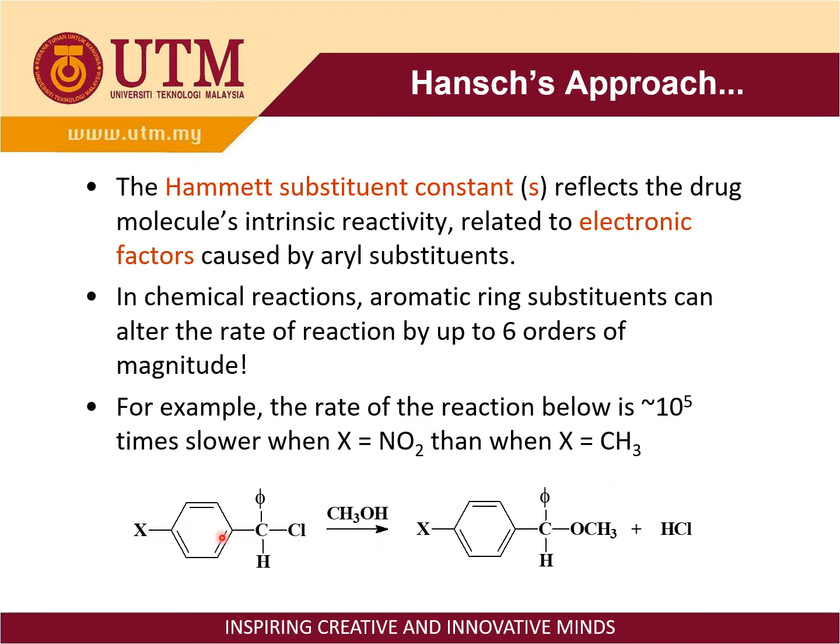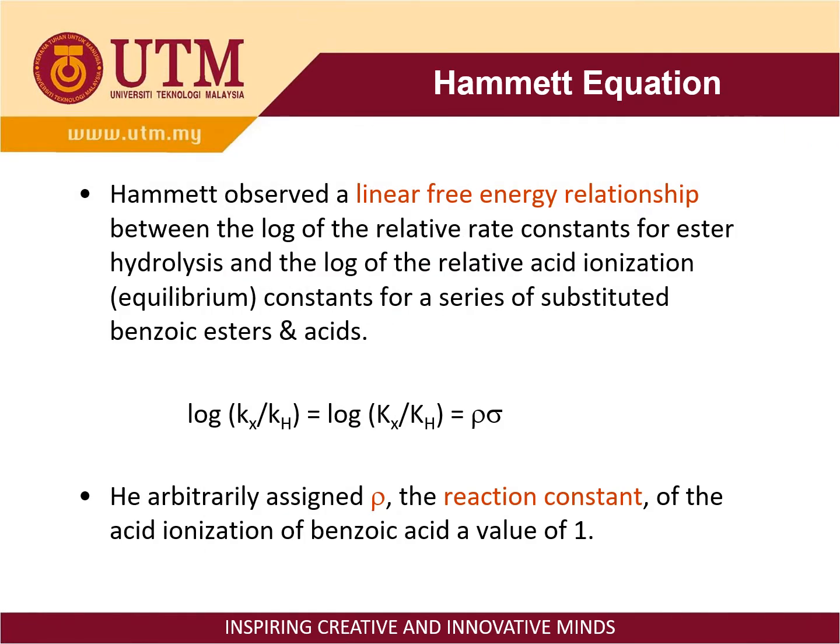So depends lah. Bukan yang bahagian ni, yang bahagian ni X ni. So X ni kalau kita letak NO2, tindak balasnya akan slow. Tapi kalau kita letak CH3, tindak balasnya akan lebih laju. So that's why Hammett substituent constant ni is important and included as the descriptors in the Hansch approach. So just now we know that the substituent plays an important role in determining the rate of reaction.